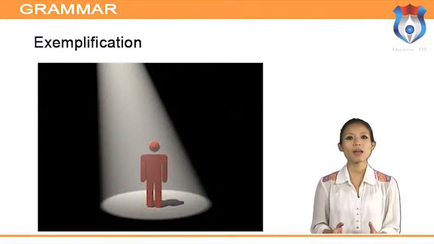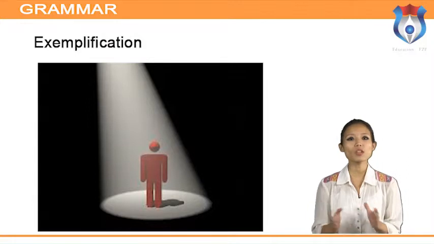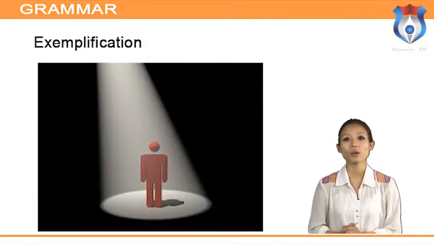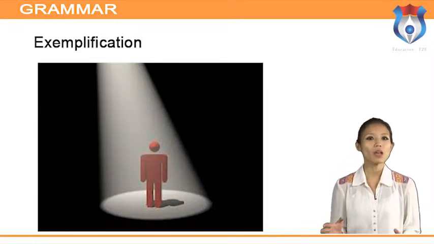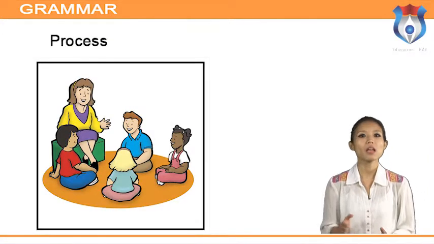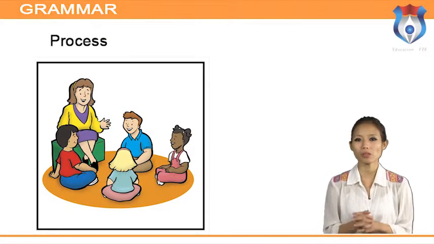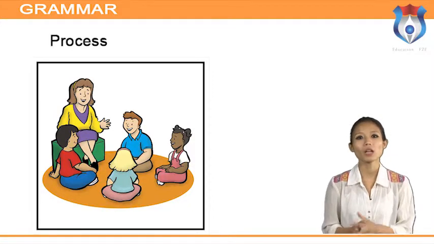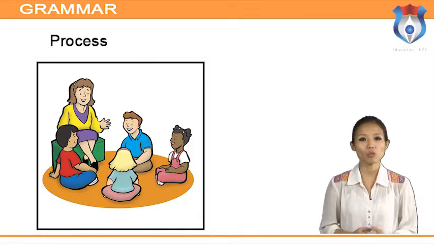Exemplification. This pattern uses examples to support one topic sentence and is useful when our most convincing support is a number of pertinent examples. Process. It is usually used to explain a process or how to do something. It uses transitions of enumeration and/or time.